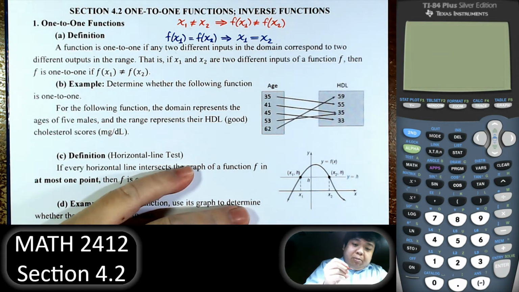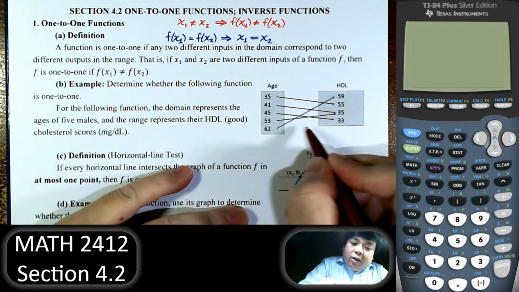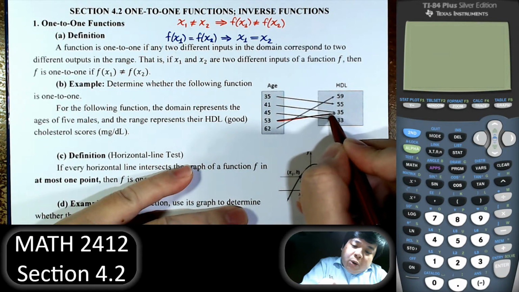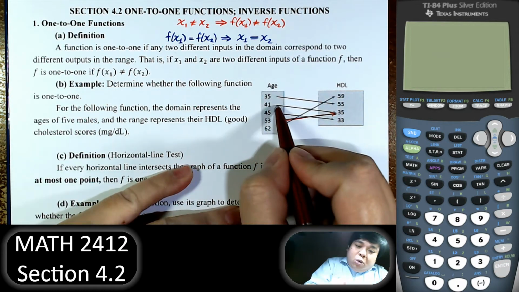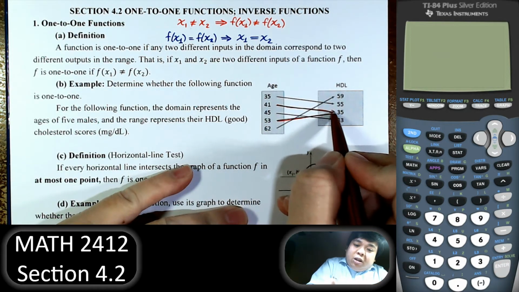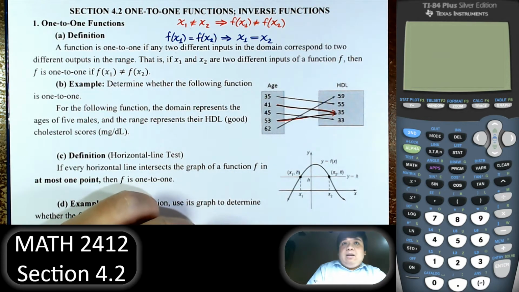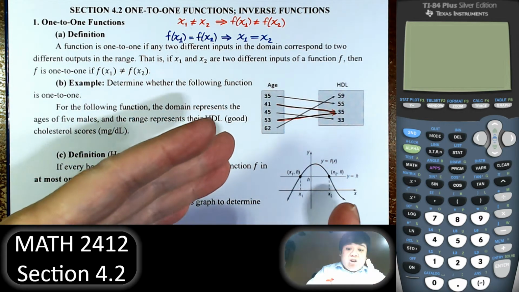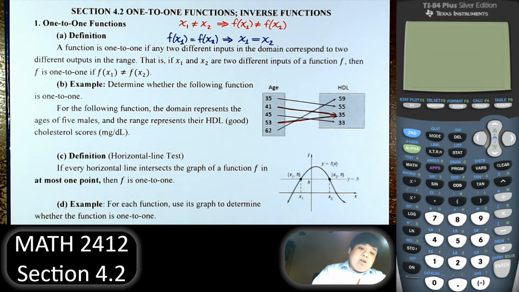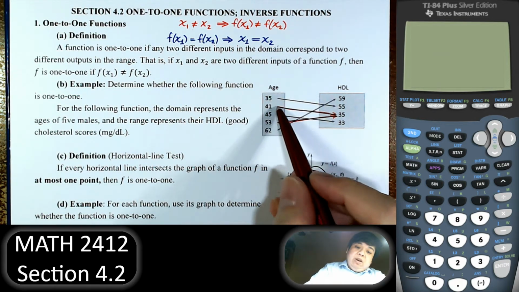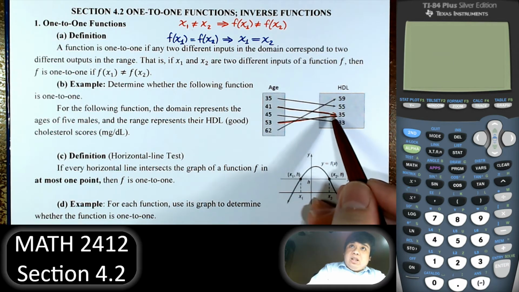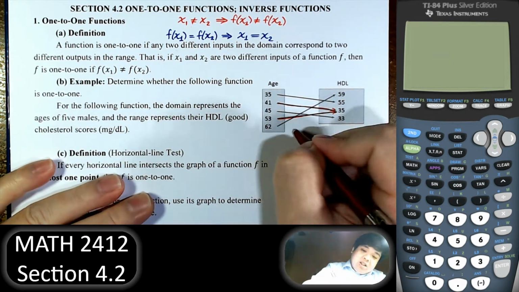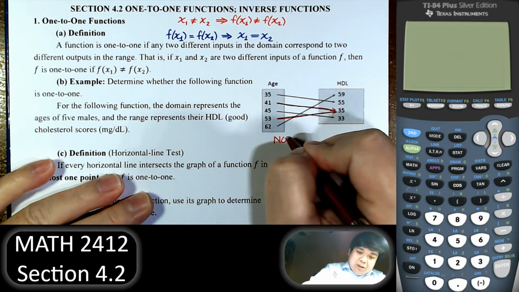But according to the definition, we have both of them go to 35. We have the 53 going to 35, and then also the 41 going to 35. We cannot have that. Different x values have to go to different y values. It is a function, yes, but not a one-to-one function, because two different x values produce the same y value. So we just say this is not one-to-one.